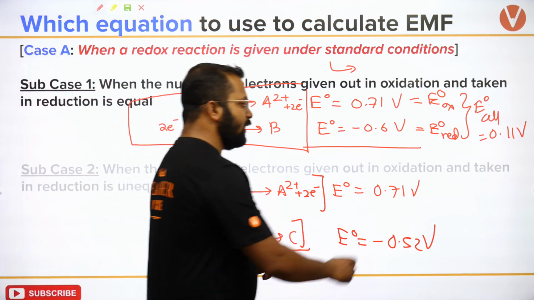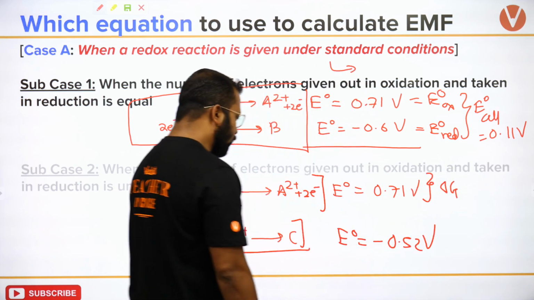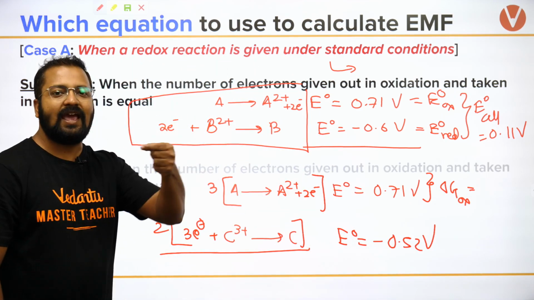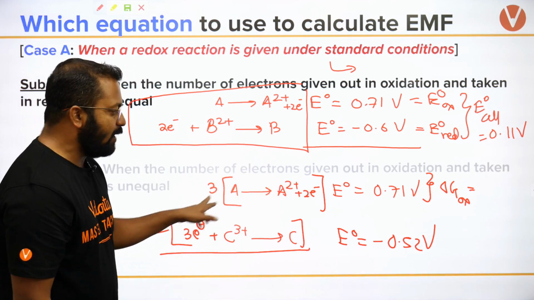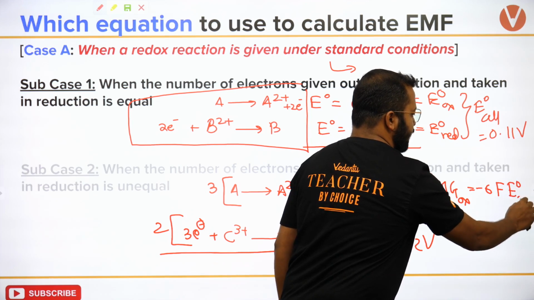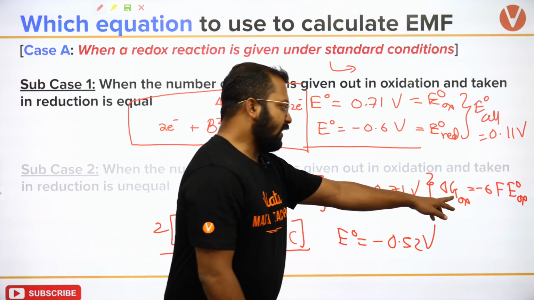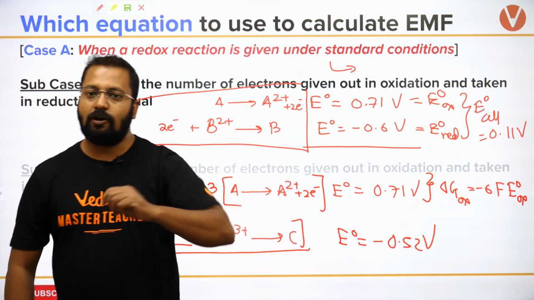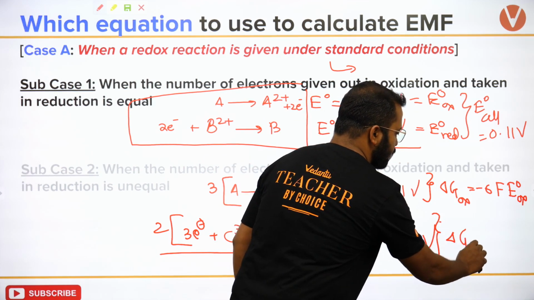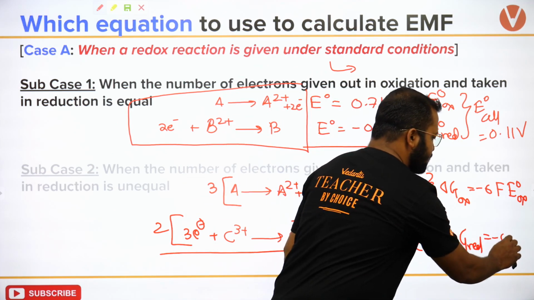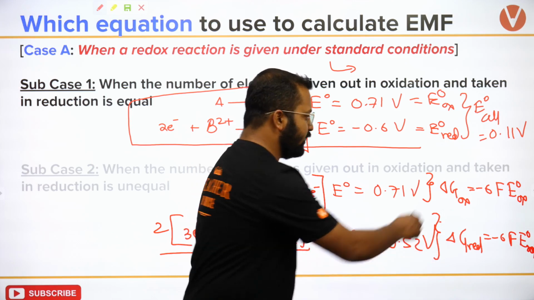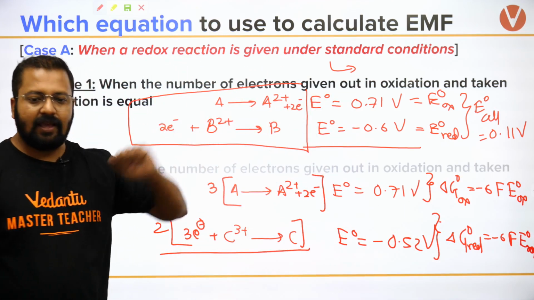Why you are not supposed to multiply it is because if I calculate delta G for oxidation, क्या हो जाएगा बताइए? Delta G is given as minus nFE. If I take delta G for this equation, the total number of electrons after multiplying with 3 will become 6, so minus 6F E naught oxidation. Delta G for reduction will be written as minus 6F E naught reduction, isn't it?